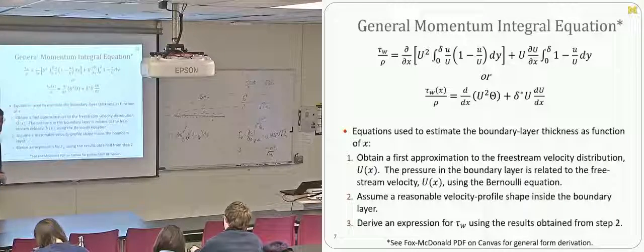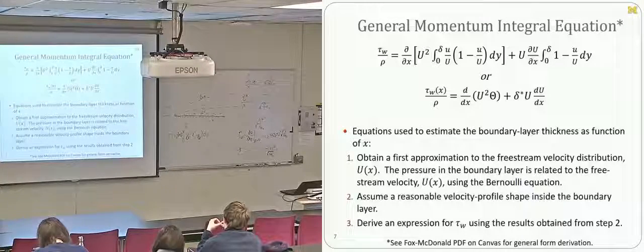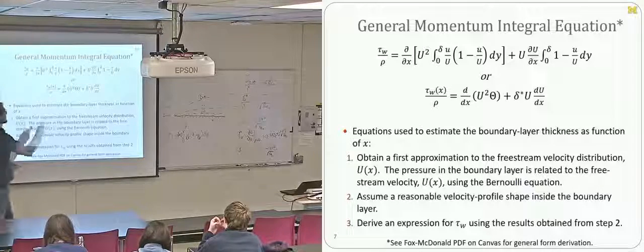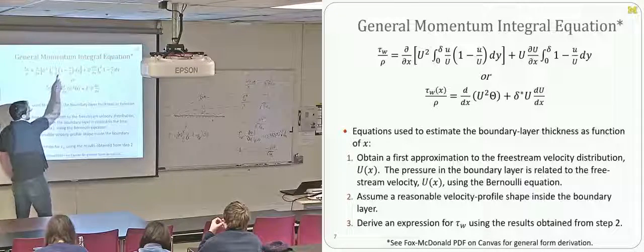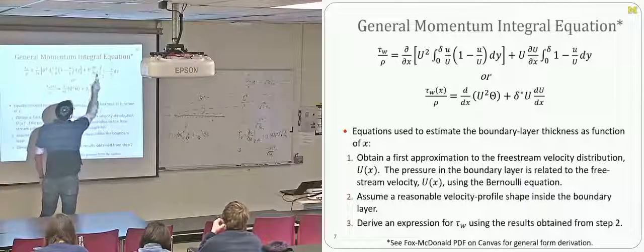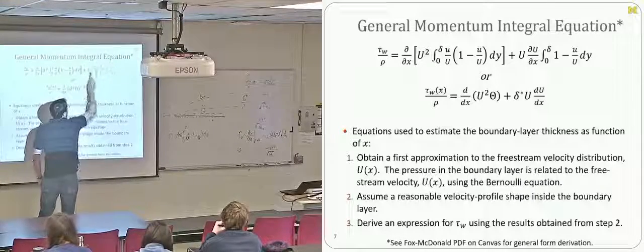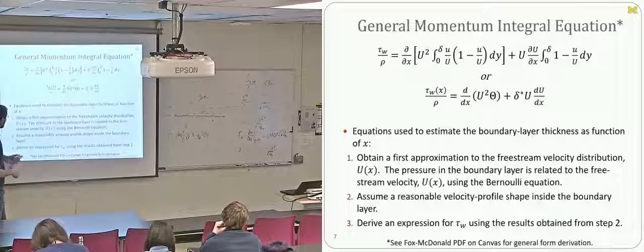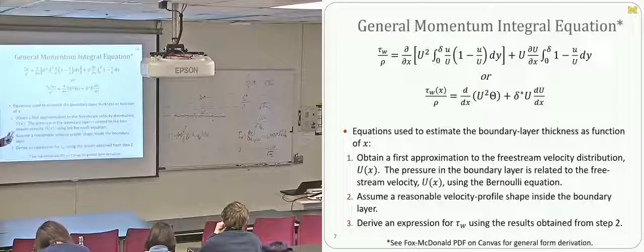So that process of using the Bernoulli equation and projecting the pressure across and saying that the pressure along each of these lines is constant, right? That's one of the assumptions that's already been built into this version of the equation. And that's why we have these dU/dx terms here. This reflects the change in pressure enacted through the Bernoulli equation. So step one is get U of x.